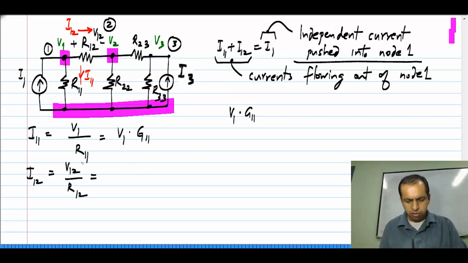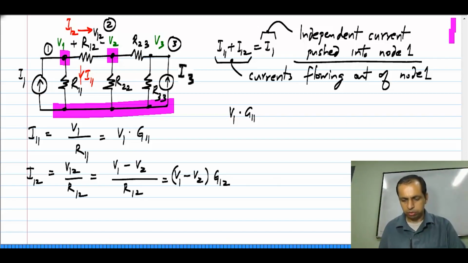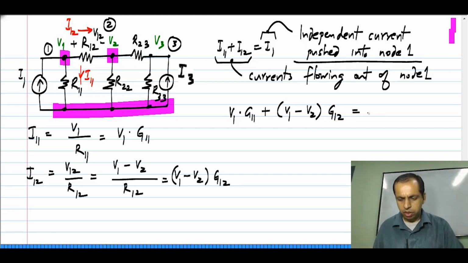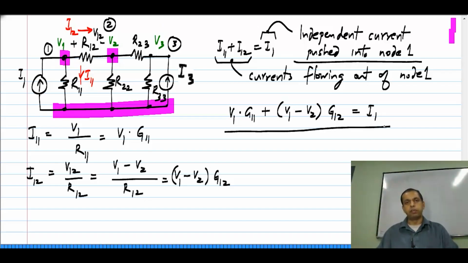So, V12, that is the voltage across this, is nothing but V1 with respect to the reference node minus V2 with respect to the reference node. This is apparent from Kirchhoff's voltage law. Okay. So, this is V1 minus V2 by R12, which is V1 minus V2 times G12. Okay. So, I have V1 times G11 plus V1 minus V2 times G12, and the whole thing equals the independent current source flowing into node 1, and that is basically I1. Okay. So, that is my equation for node 1.